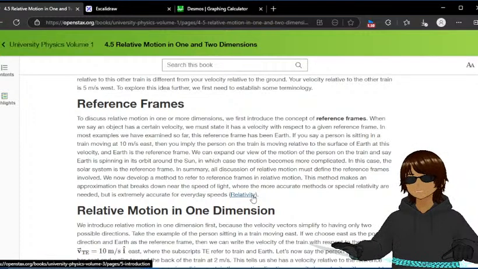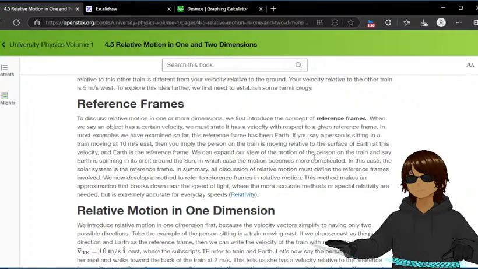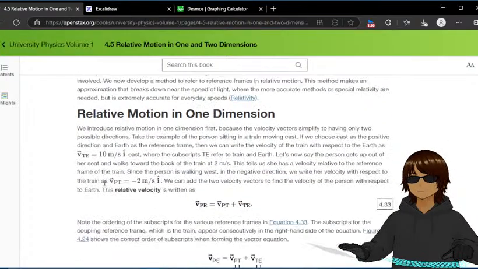We can expand our view of the motion of the person on the train and say the Earth is spinning in its orbit around the Sun. In which case, the motion becomes more complicated. In this case, the solar system is the reference frame. In summary, all discussion of relative motion must define the reference frames involved.